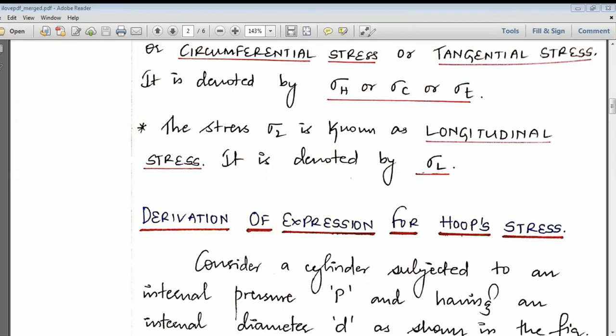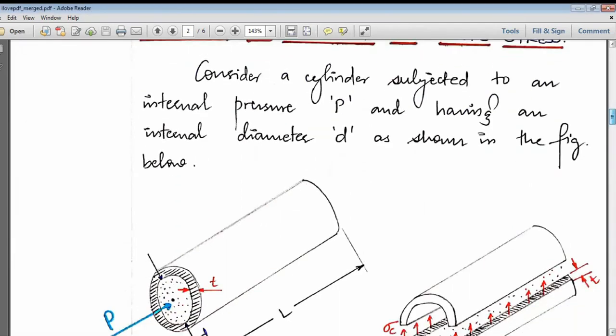If it is along the periphery, we call it hoop stress. There are different terminologies which I am using: periphery, circumference, along the surface, all are the same. Those are used to represent circumferential stresses. Now next we'll be going for a derivation, the derivation of the expression for hoop stress.